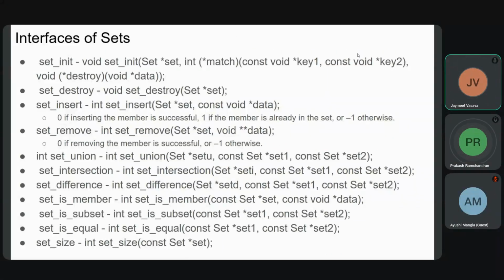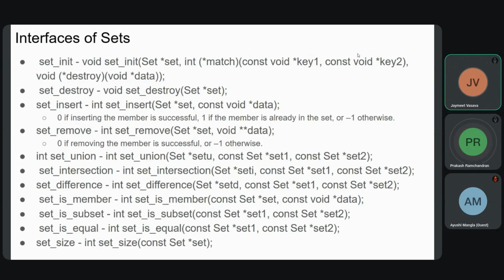So these are some of the interfaces that we'll be using, and you can see how they are defined. I will just go through them for their use. Set initiation is the initiation of the set, which, as I just mentioned in the previous slide, takes a set pointer of the set struct, then a function pointer match for taking two values, and the destroy function for deallocating the memory.